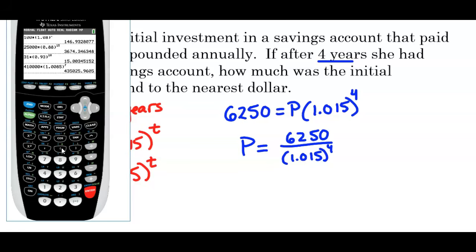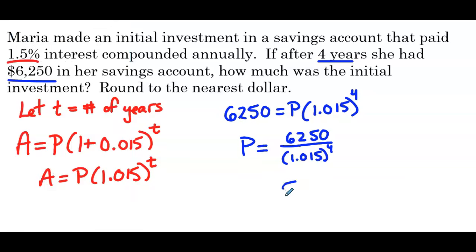So first, let's figure out what 1.015 to the 4th is. And then we can do 6,250 divided by second answer, which is the negative key. Enter. And we get 5,888.65, and a few more decimals.